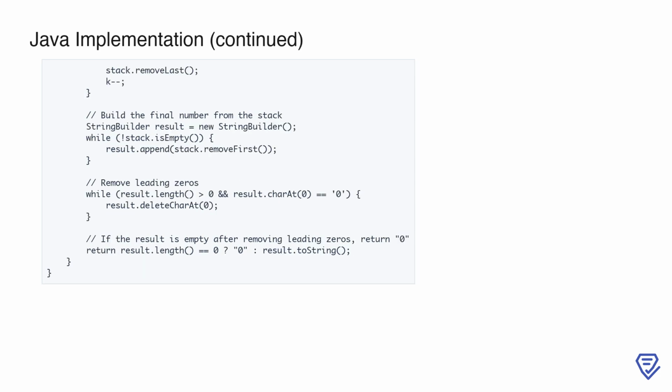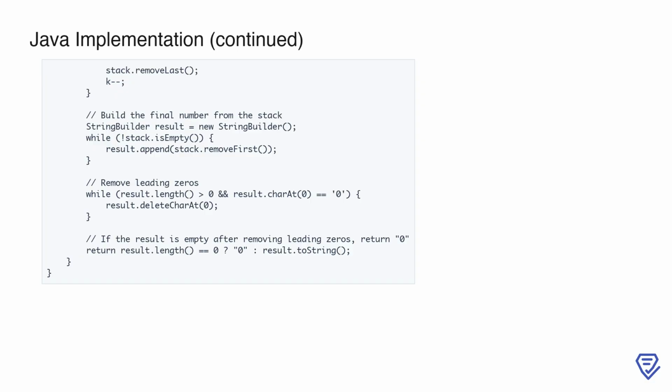Now, if there are still digits left to remove after the initial iteration, we continue popping the stack from the end until k becomes 0. Once this is done, we move on to constructing the final number. We create a string builder and append each character from the stack to it, ensuring we maintain the correct order.